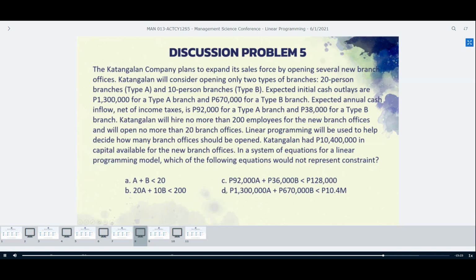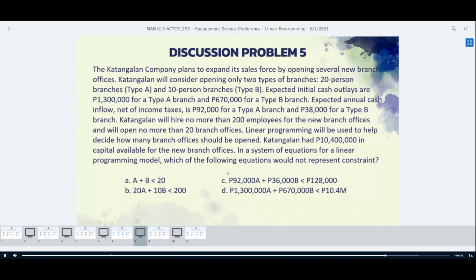Puntahan natin si letter D. Mukhang alam mo na yung sagot, no? Si letter D, 10.4. So yun yung available capital. Pero magkano ba yung initial cash outlay? No? So 1.3 for A plus 670 for B is equal to or less than 10.4 million. Tama pa rin, no?